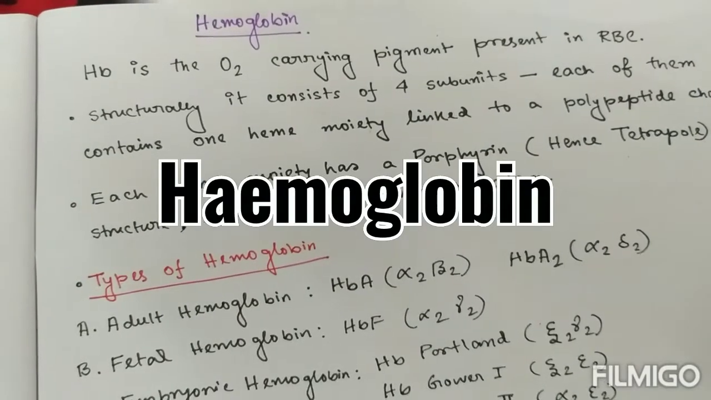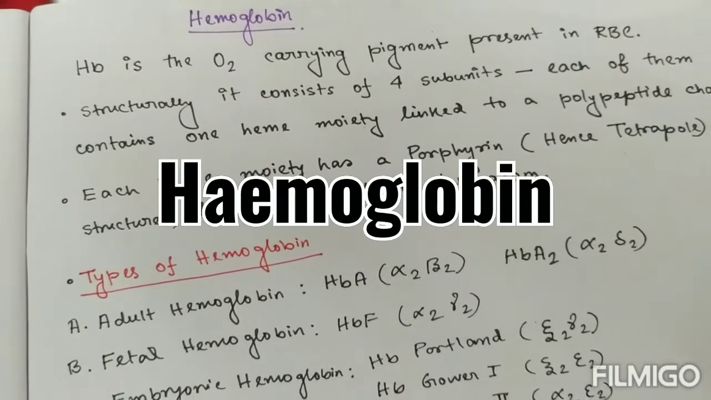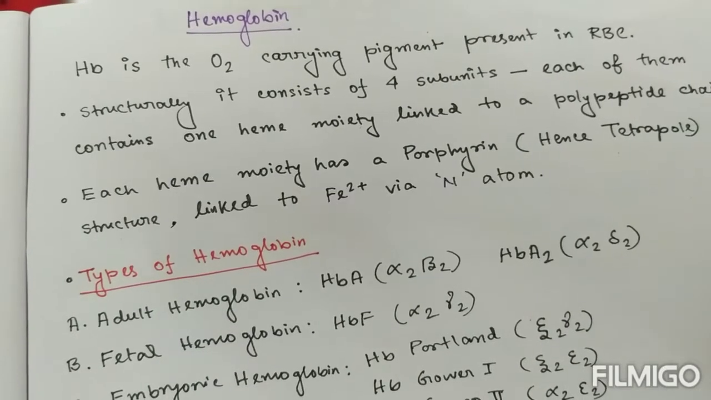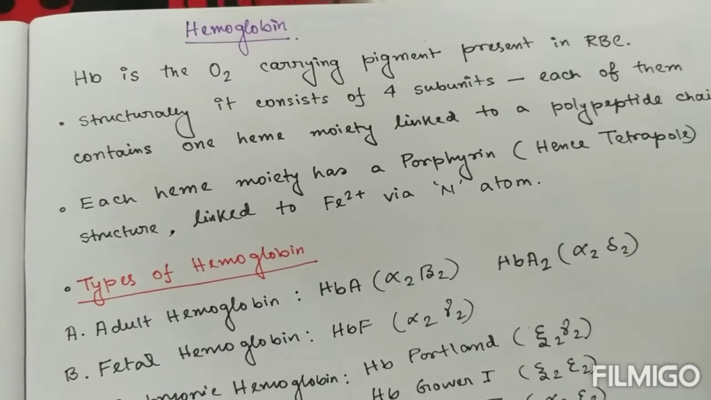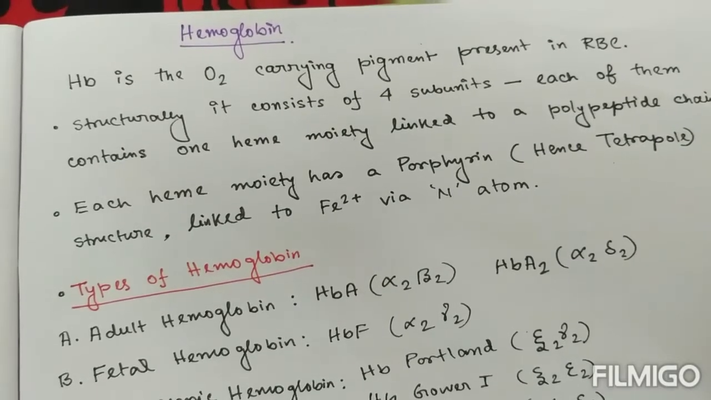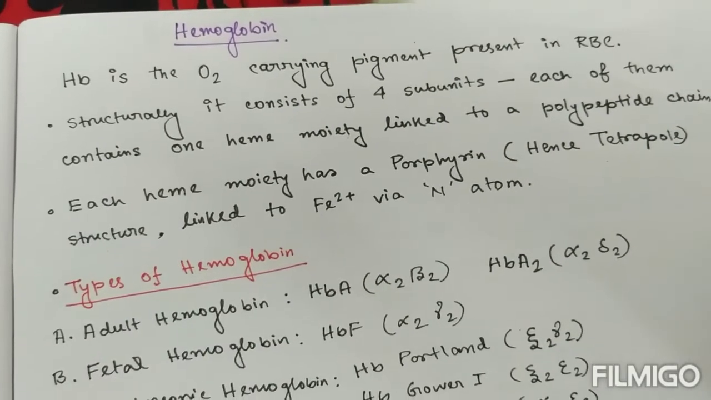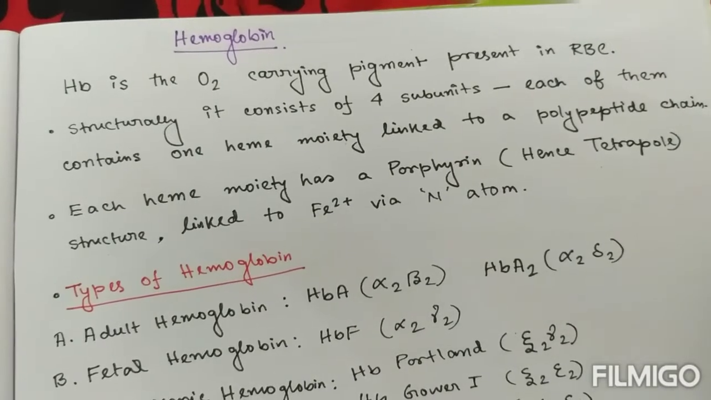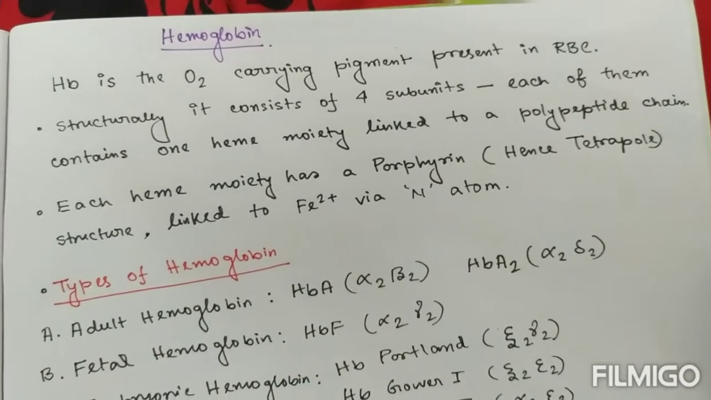Hello everyone, today we will discuss hemoglobin, a very important topic for revision. Hemoglobin is the oxygen carrying pigment present in the RBC, and as a pigment it imparts the red color to blood, and as a carrying molecule it carries oxygen, as we have seen already in a previous video.